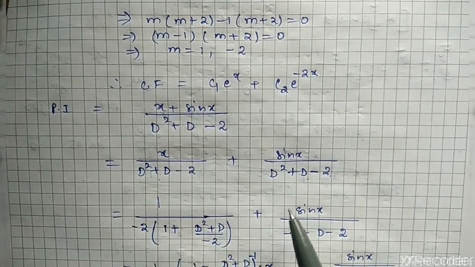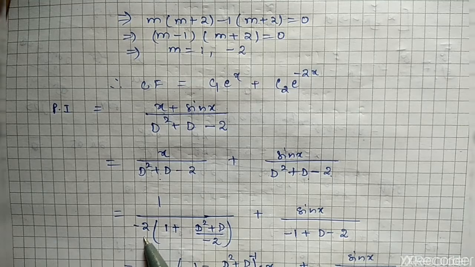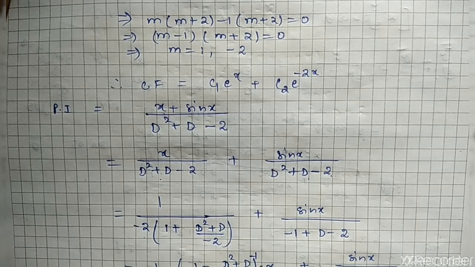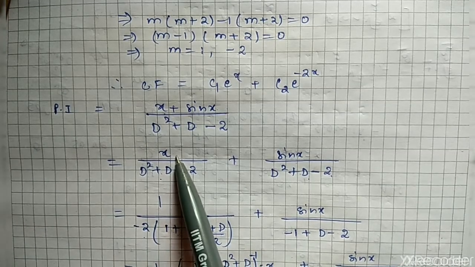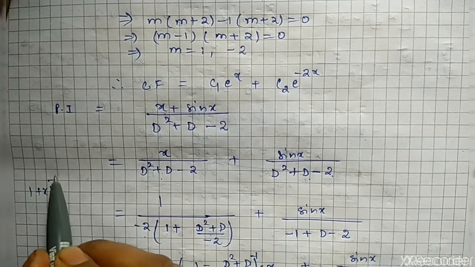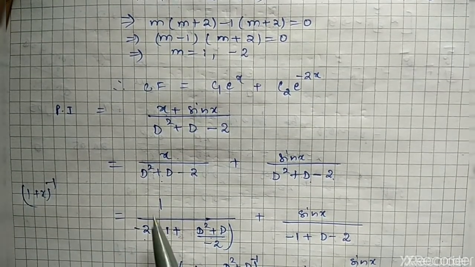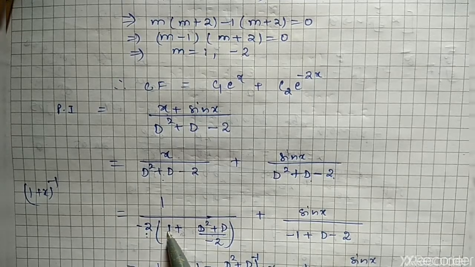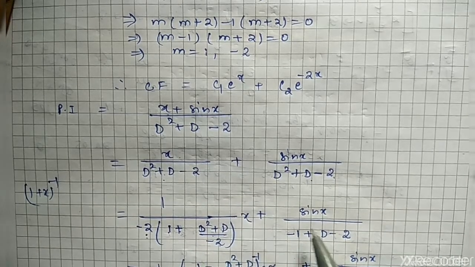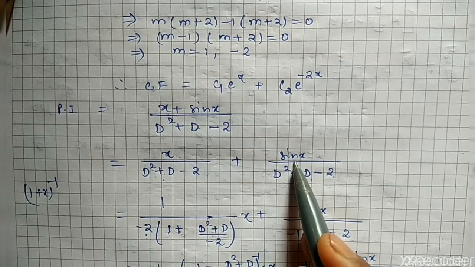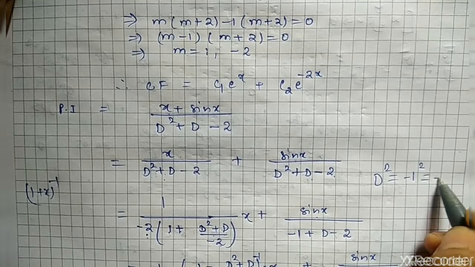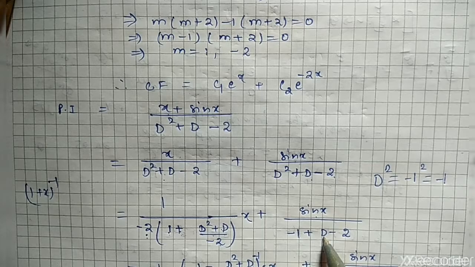While solving this question, we will take the constant term outside so that we get the term as 1 plus x. Because in the previous lecture I have told, whenever we have an algebraic function, we put the function in the form of 1 plus x so that we can use the formula of 1 plus x inverse. So here I have taken the minus 2 outside so that we will have 1 plus d square plus d divided by minus 2, into x. Then plus sin x divided by, here it is a trigonometric function, that's why we will put d square equal to minus 1 square, that is minus 1. So I have written here minus 1 plus d minus 2.